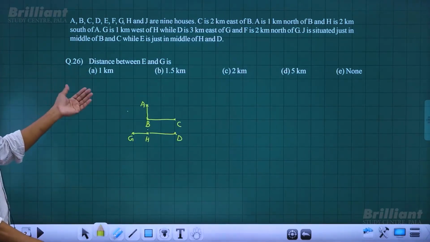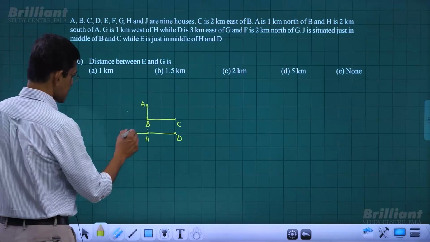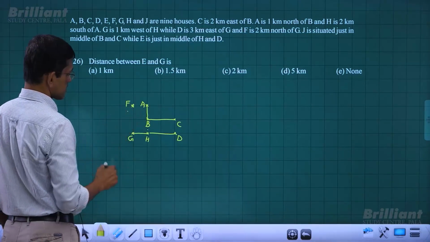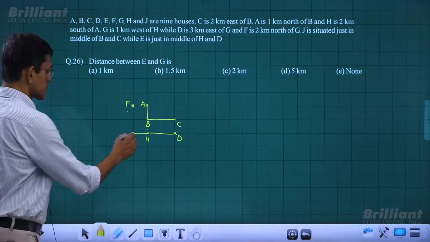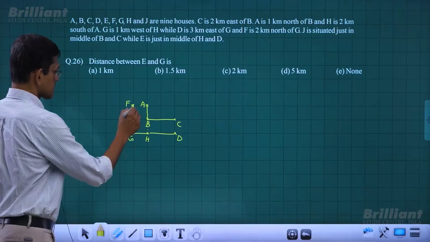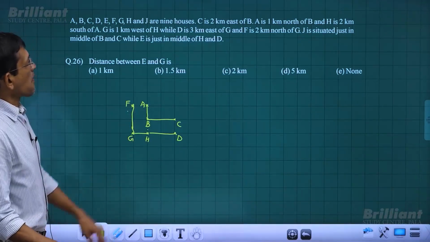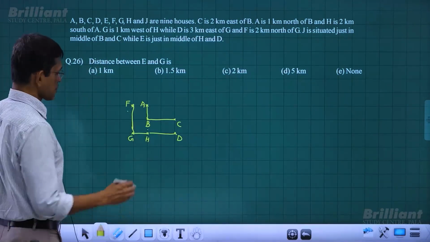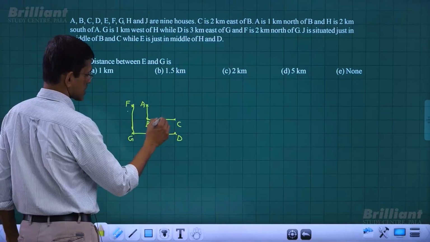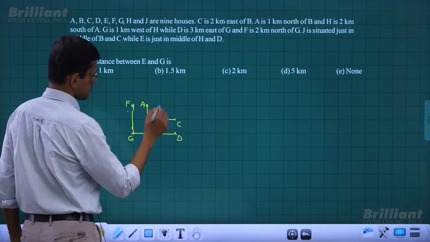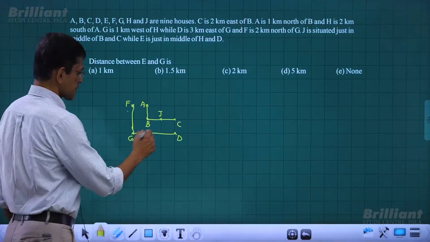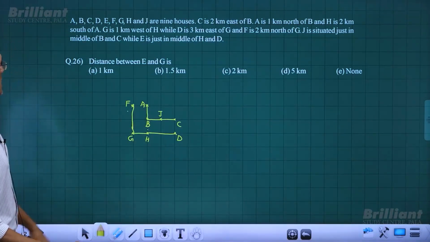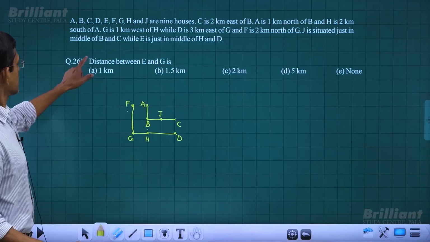And F is 2 kilometers north of G. F is here. So that is what it is. And J is situated just in the middle of B and C. So B is here, C is here, J is exactly in the middle. So this is the arrangement of houses. Now we take a look at the questions.